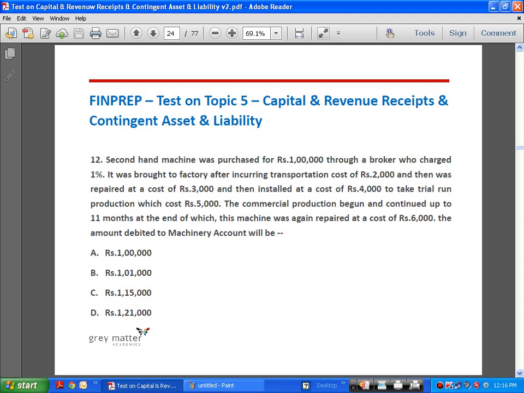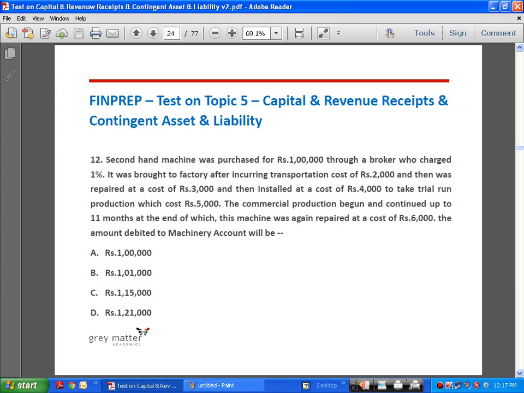Right, so we are given various expenses that the business has incurred in relation to the purchase of the second hand machine, and we are required to find out what is the amount that is to be capitalized, that is, what is the amount that is to be treated as a capital expenditure, or what is the amount that is to be debited to the machinery account. Okay, so the basic purchase cost of the second hand machine is rupees 1 lakh, right? So definitely that is to be capitalized.